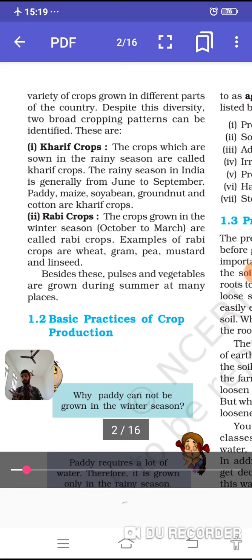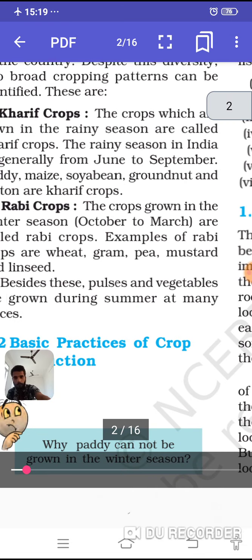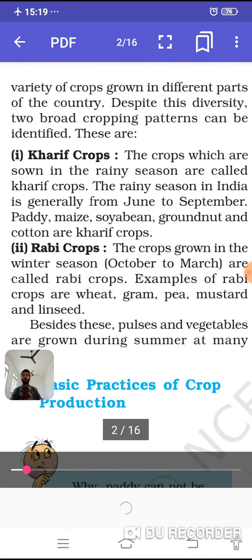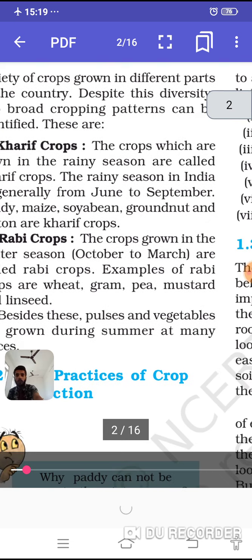There are two patterns of cropping that can be identified in India. They are kharif crops and rabi crops. So now, what are rabi crops and what are kharif crops? Let us see. The crops which are sown in the rainy season are called kharif crops. The rainy season in India is generally from June to September. Paddy, maize, soybean, groundnuts and coconut are kharif crops.